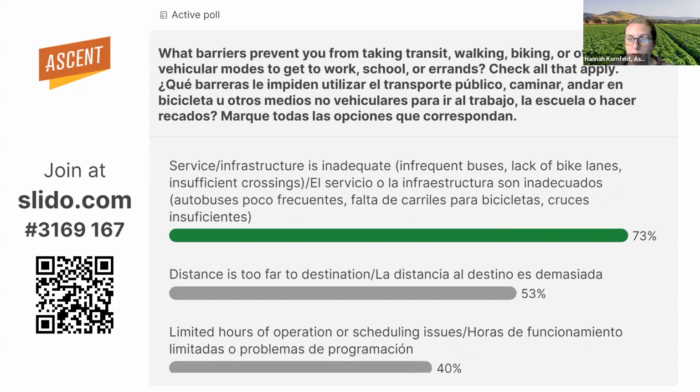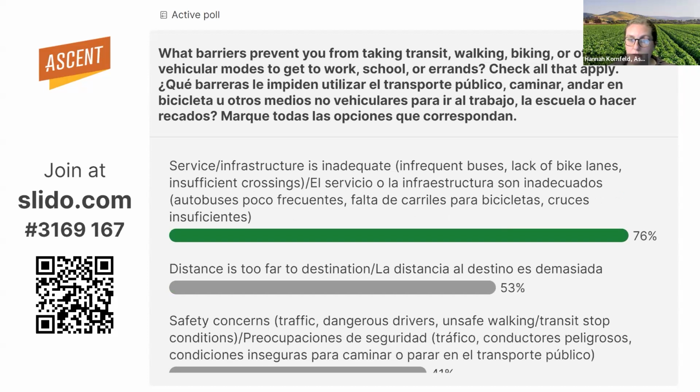Looks like most folks responding are finding that the service or the infrastructure is not adequate. Maybe it's infrequent buses, lack of bike lanes, insufficient crossings. For a lot of people, it's also that the distance is too far for where they're trying to get to. And the next most popular response is safety concerns.